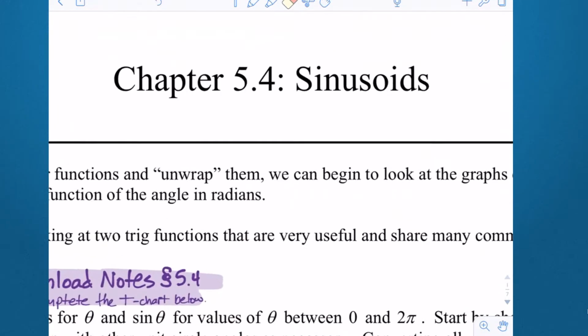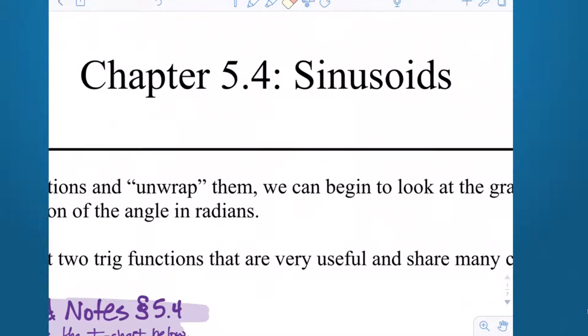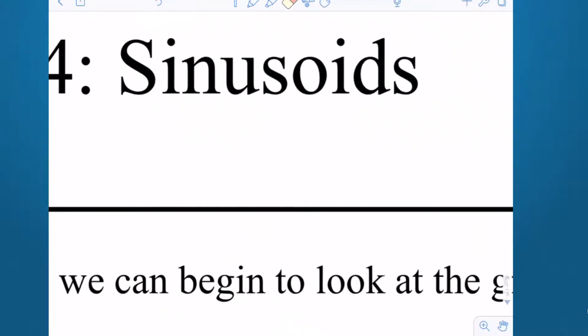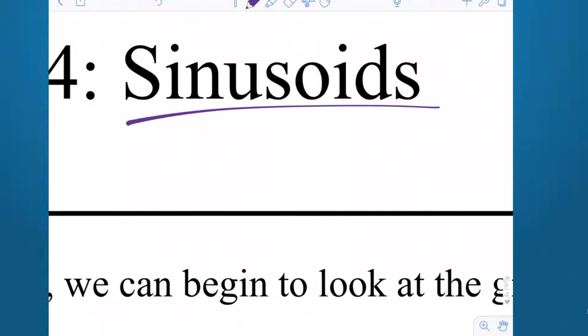So 5.4, if you notice, the section is called sinusoids. And sinusoids itself is a very interesting word, right? It almost sounds like something you would go to the allergist for, and he'd have to have surgery to go and remove your sinusoids so you can breathe better, right? Or is that just me? That would be sinus. Okay, good. All right, so we're off to a great start.